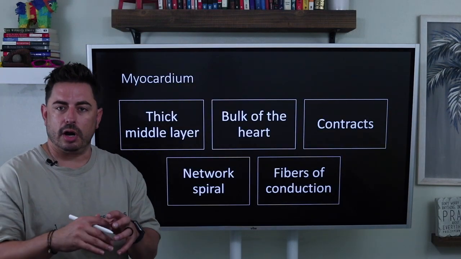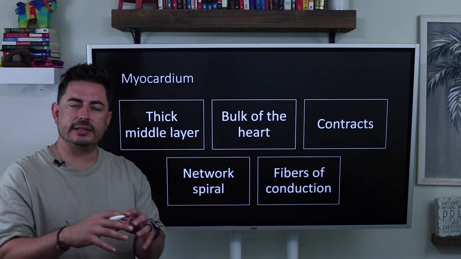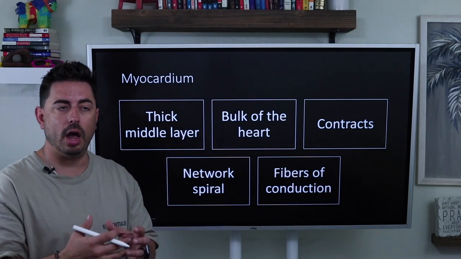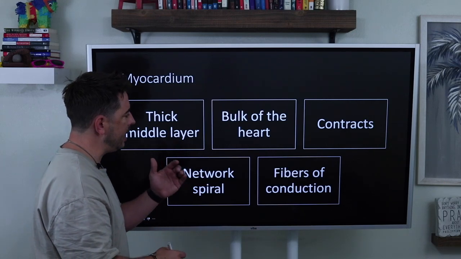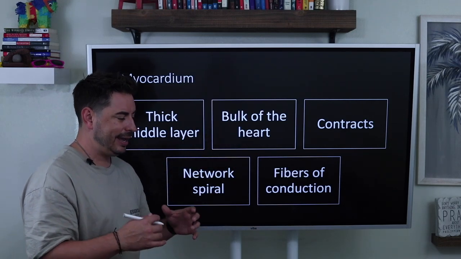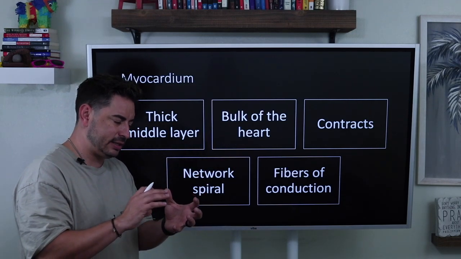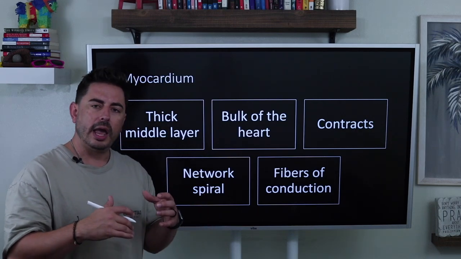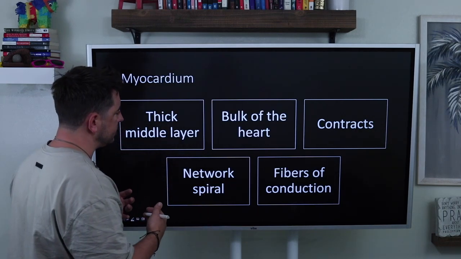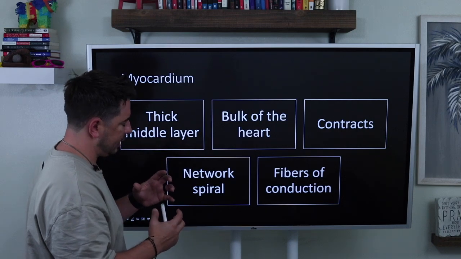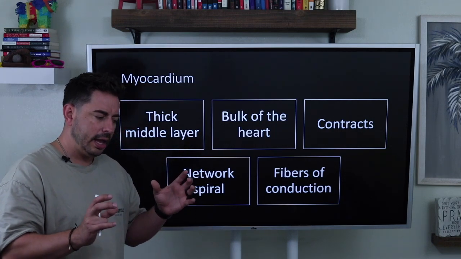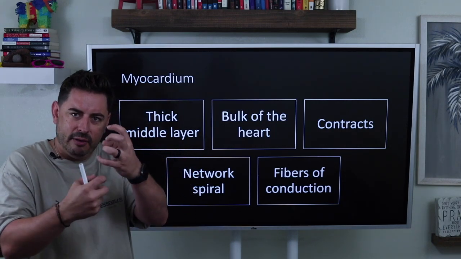When we look at the myocardium, it's the middle layer and it's the thickest part of the wall, and it makes up the bulk of the heart. It's designed to contract. It's got this unique construction and arrangement of muscle cells that allows it to contract, and it does so in a spiraling motion.